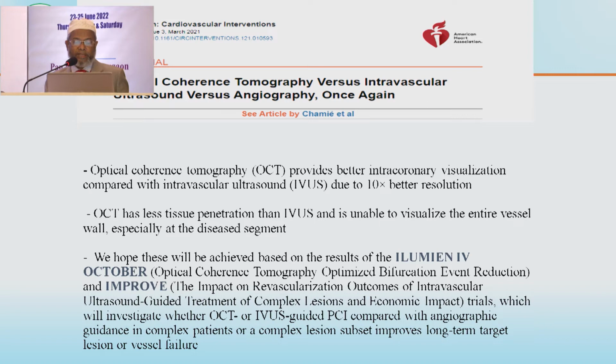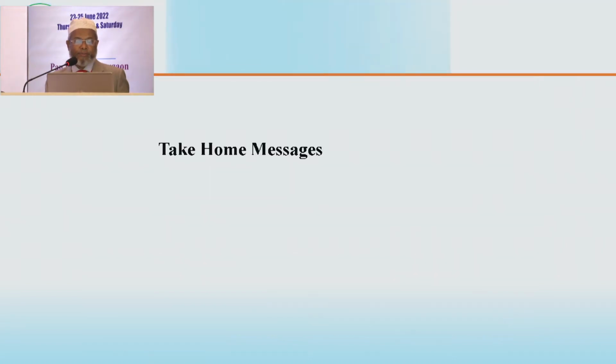And OCT has less tissue penetration than IVUS and is unable to visualize the entire vessel wall, especially at the diseased segment. And we hope this will be clarified based on the results of ILUMIEN IV, OCTOBER (optical coherence tomography optimized bifurcation event reduction), and IVUS-guided treatment of complex lesions, improving revascularization outcomes. These two studies are ongoing. By these two studies, we shall be able to further tell which one is better.